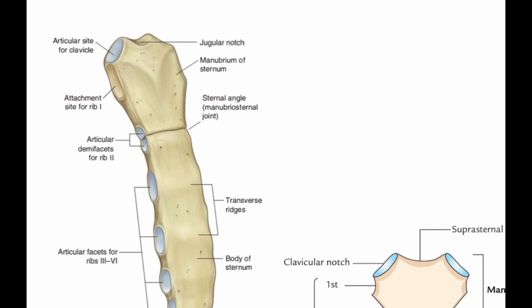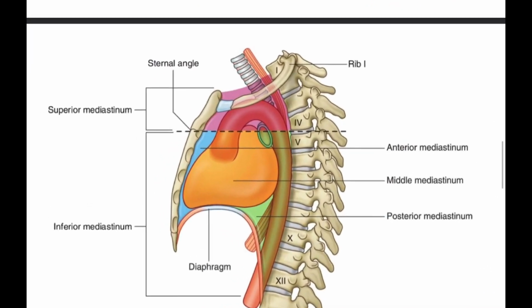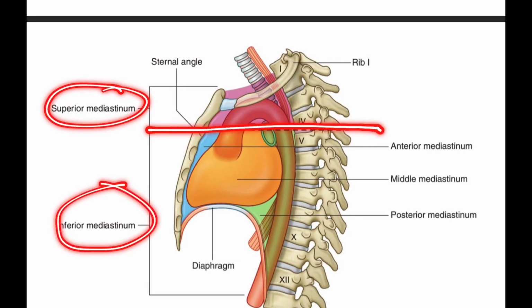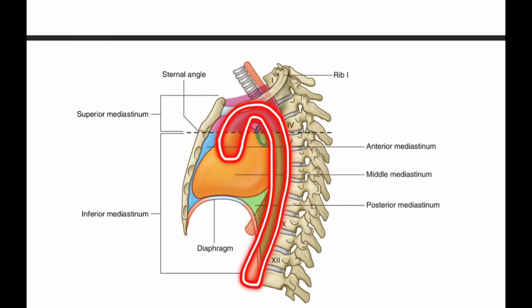The horizontal plane passing through this level separates the superior mediastinum from the inferior mediastinum. So the ascending aorta ends at this level. This one is the aorta, and this line is the sternal angle.